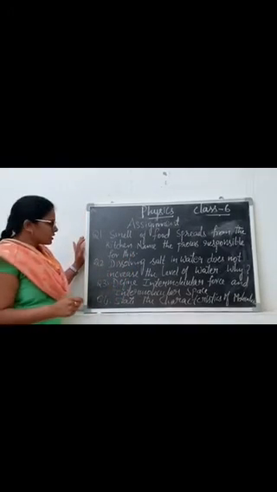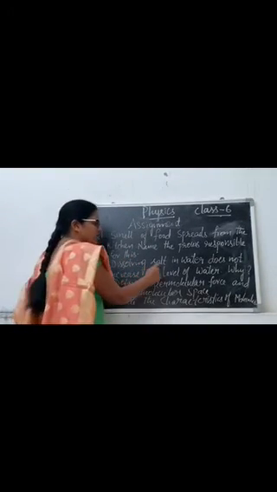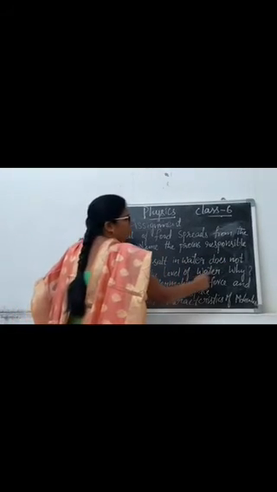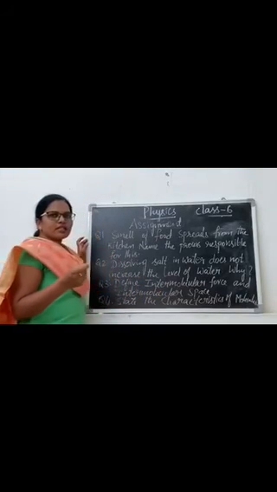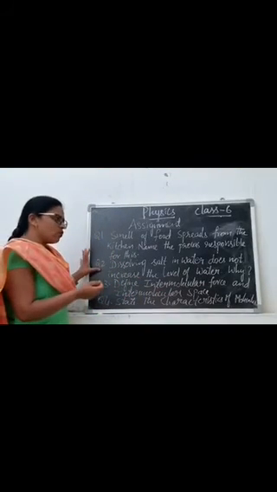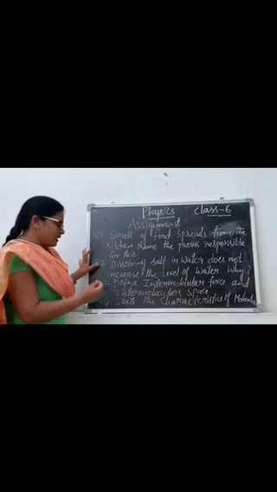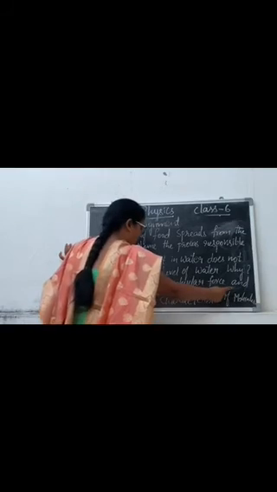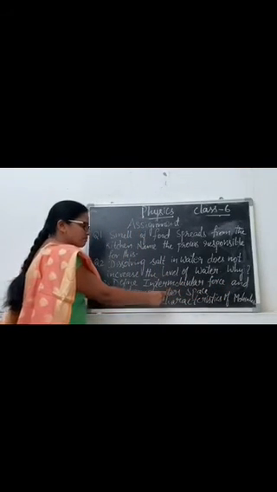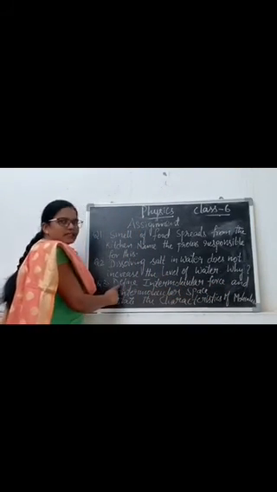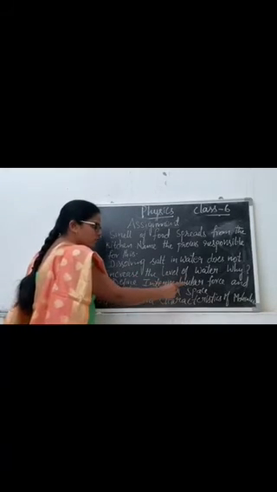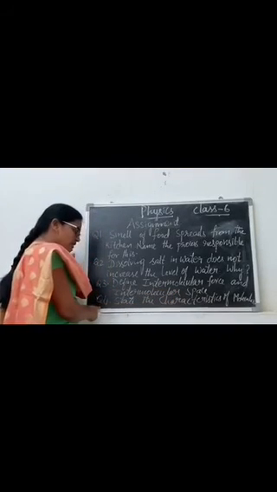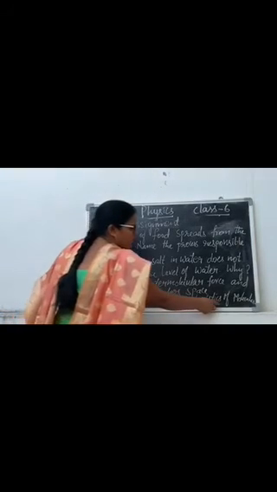So the second question is, dissolving salt in water does not increase the level of water. Why? You can do the experiment and you can check whether the level of water will increase or not and give the reason. Define intermolecular force and intermolecular space. Again, I'll repeat. Define intermolecular force and intermolecular space. The last one is state the characteristics of molecules.